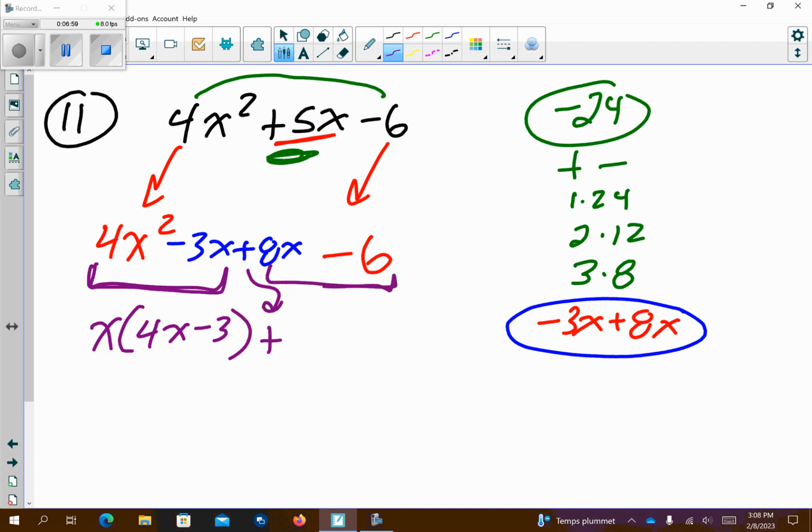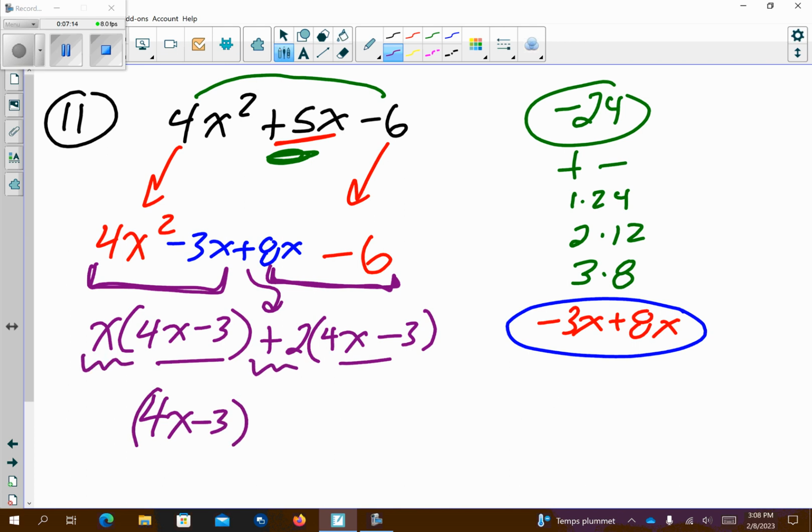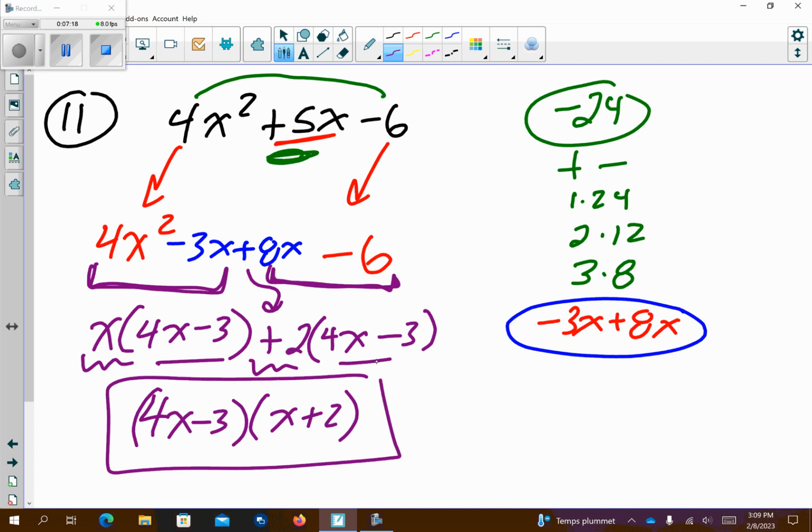What do I have in common between 8x and 6? Yeah, I have a 2. If I factor a 2 out of 8x, I'm left with 4x. Minus, if I factor a 2 out of 6, I'm left with a 3. Those are the same. What do I have left? x plus 2. That's the other set of parentheses. That's my answer.